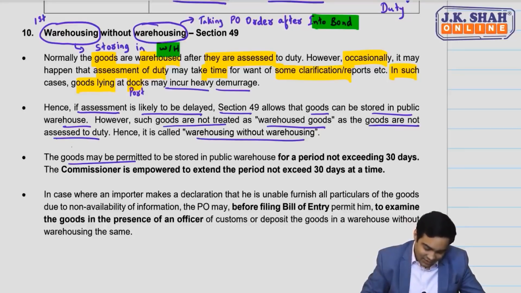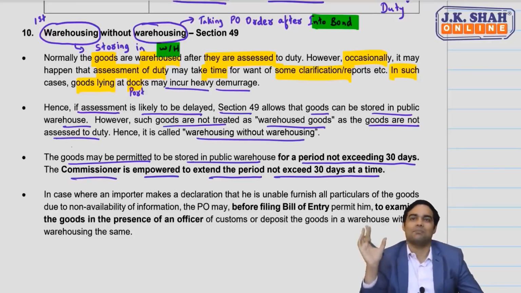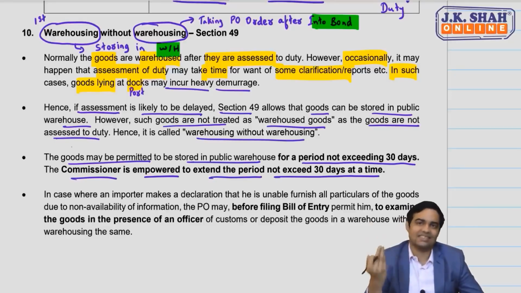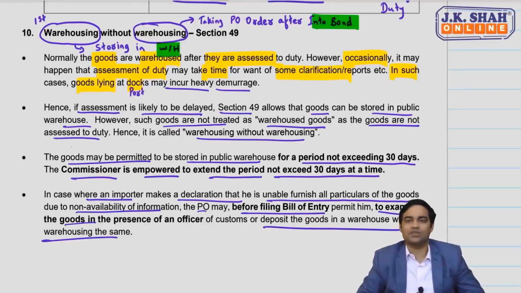Let's see. The goods may be permitted to be stored in a public warehouse. Only public warehouse, not private, for a period not exceeding 30 days. The commissioner is empowered to extend this period for a period not exceeding 30 days at a time. Every time he can extend it by an additional 30 days. In case the importer makes a declaration that he is unable to provide all the particulars due to non-availability of information, the PO may, before filing bill of entry, permit him to examine the goods or deposit the goods in a warehouse without actually warehousing them. Clear with this? Yes? Okay.